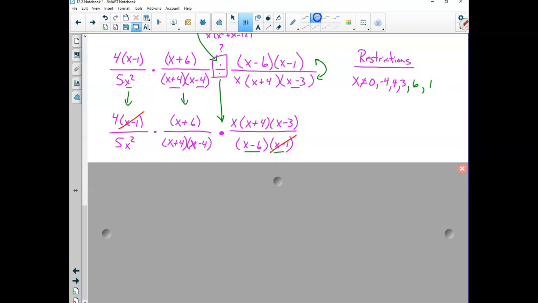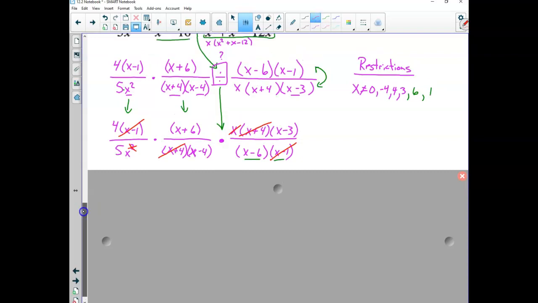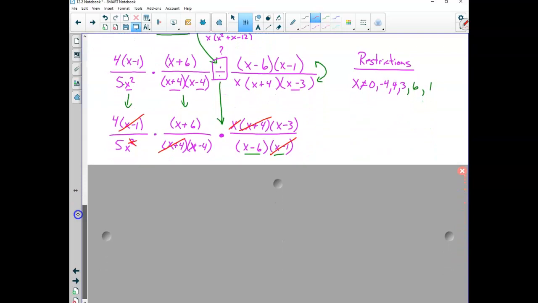And where am I looking? An x plus 4 gets rid of an x plus 4. This x is going to get rid of one of those guys there. And that's an x plus 6, and that's an x minus 3. Oh, that's a number 4. Oh man, I jumped past number 3. We're going to go back to number 3.